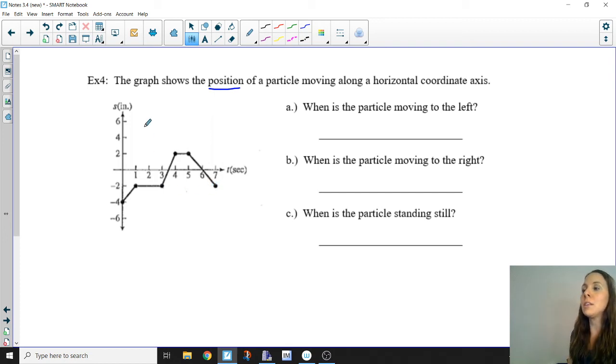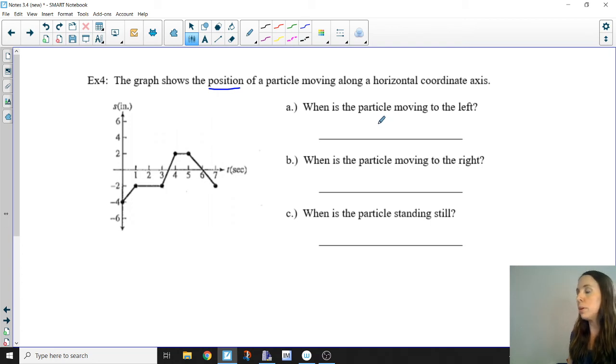And I can tell you that story because what I'm doing here is I'm reading the y coordinates to tell me the position of the particle at each moment in time. That's how you can read a position versus time graph. Now that I've told you that story, maybe you want to pause and try to answer these questions for yourself. Okay, I'm going to answer them with you though right now.